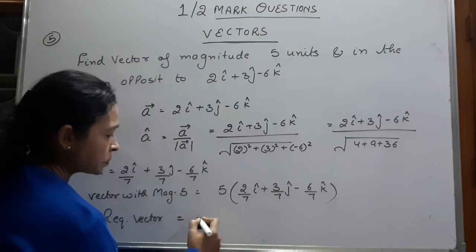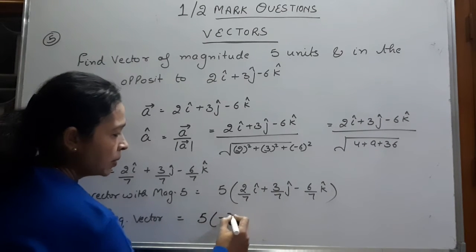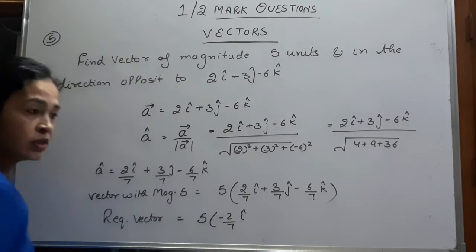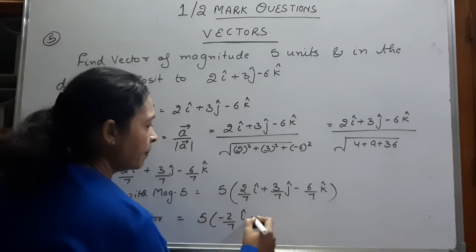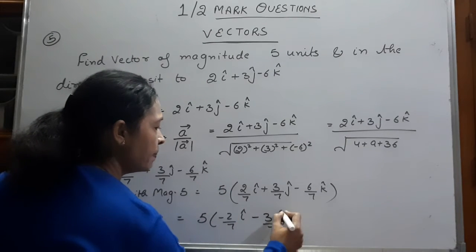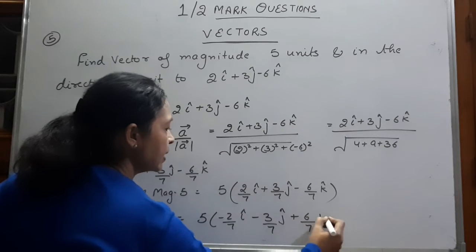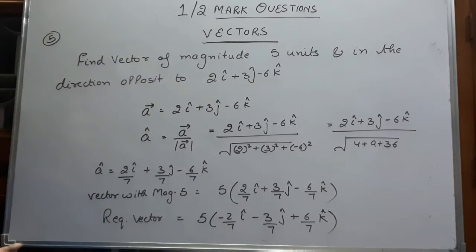Therefore, our required vector will be the vector in the direction opposite to this vector. We will have 5, and the signs of the vector will change: minus 2 by 7 i cap, minus 3 by 7 j cap, plus 6 by 7 k cap. This is the required one.